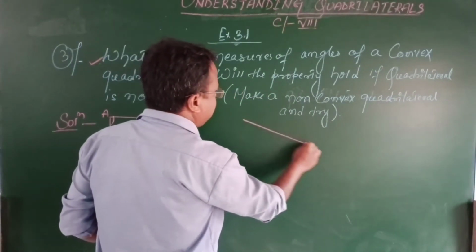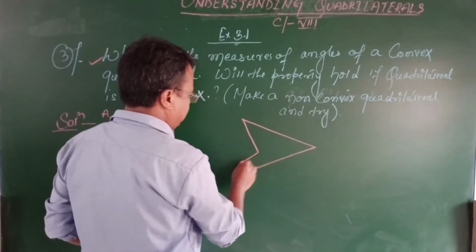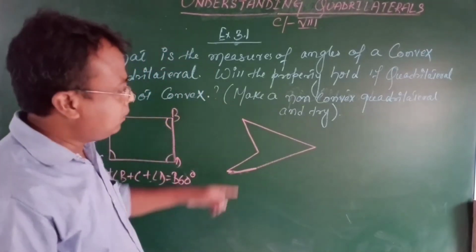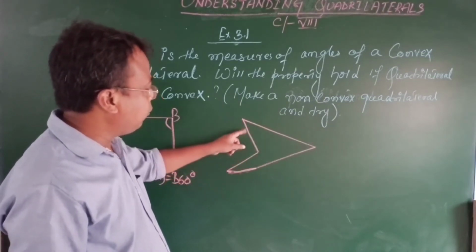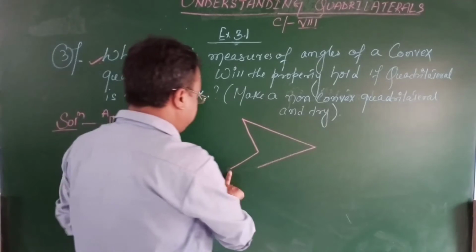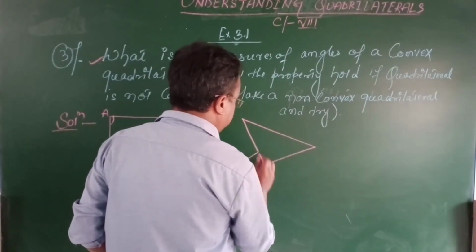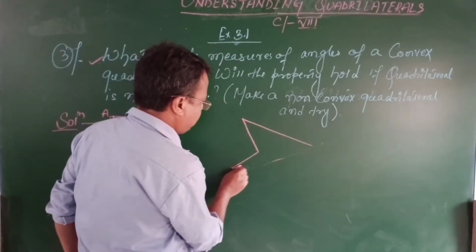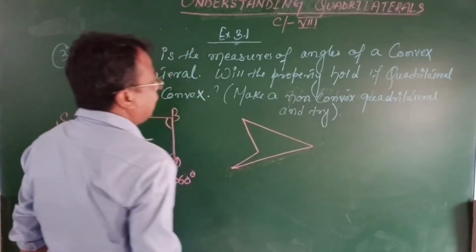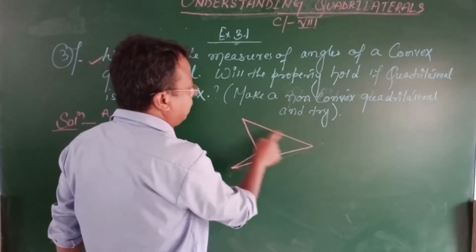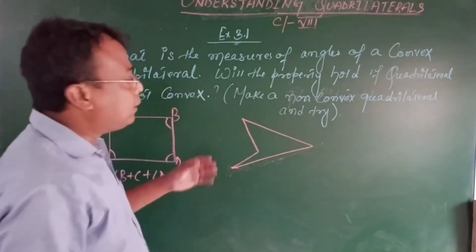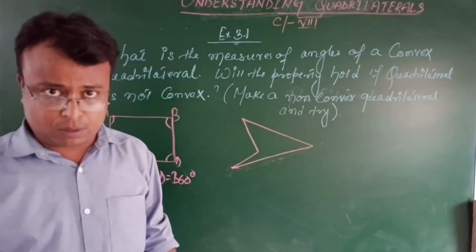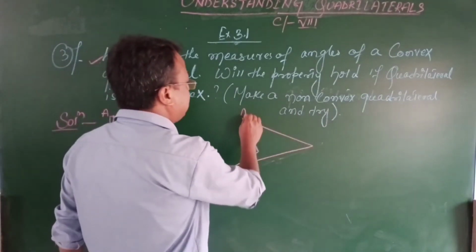Now you see here I am drawing one non-convex quadrilateral. Whether it is a quadrilateral or not? Yes, it is a quadrilateral. You see, 1, 2, 3, 4 sides are there. 4 sides means it is a quadrilateral. Now we have to check whether all the angles sum up. How many angles are there? 1, 2, 3, 4. 4 angles are there. Whether the sum of these four angles of this quadrilateral is 360 or not. Let us see whether it is correct or not.